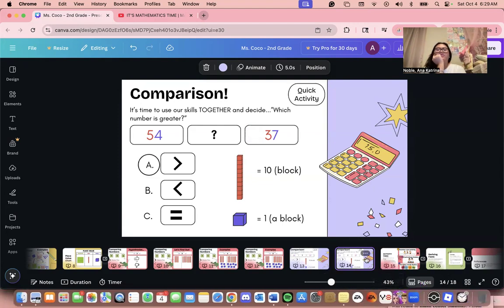I love this. The answer is A. Any friends that answered A, what does that symbol mean to all the other friends that might have trouble? That is correct. 54 is greater than 37. For any friends that are confused, we have the mouth always eating the bigger number. And I also have a little cheat sheet for you guys once you are there.